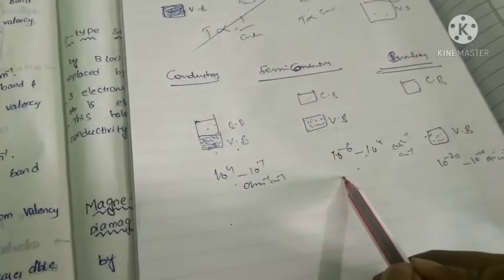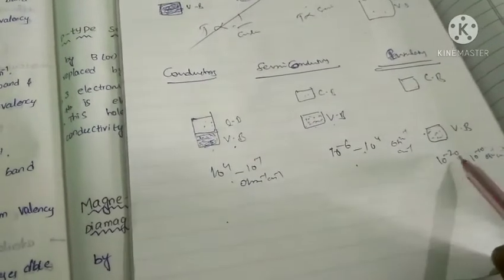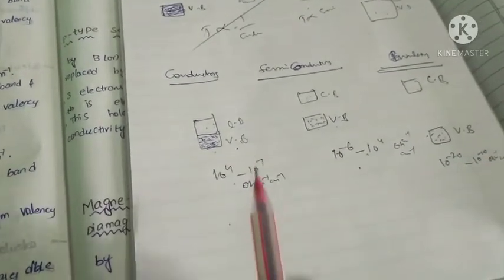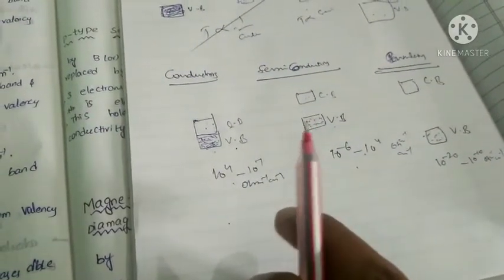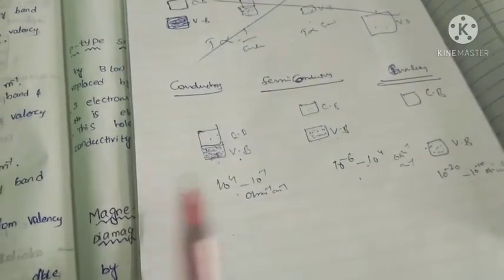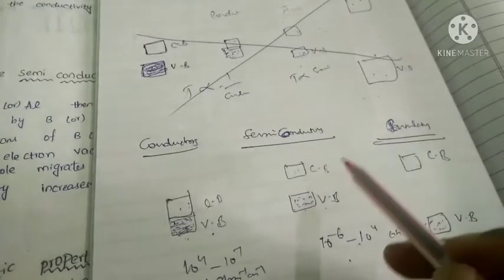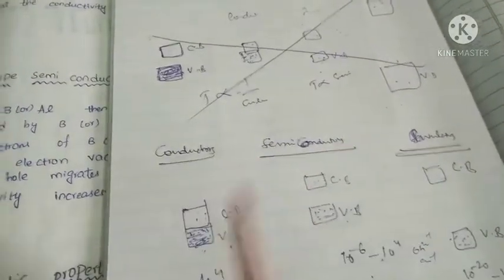Here temperature is directly proportional to conductivity. Here temperature is independent. So these are the electrical properties of solids. Here some more points are there. We have to discuss some more points regarding semiconductors.